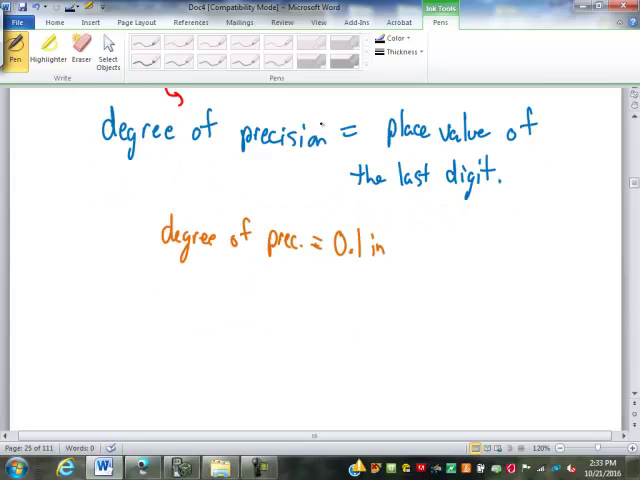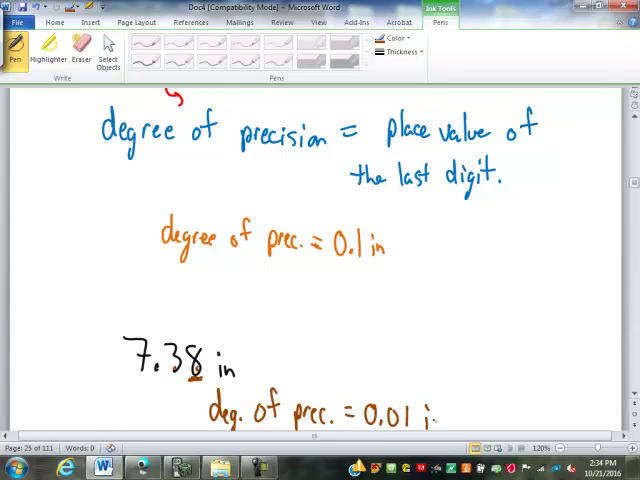If I have something like 7.38 inches, that is implying a degree of precision of, what's the place, the last digit there is the 8. What place value is that in? Must be the hundredths place. There we go, very good. So 0.01. That measurement is implying that we had a measuring device or a ruler that was precise to the nearest hundredth of an inch.